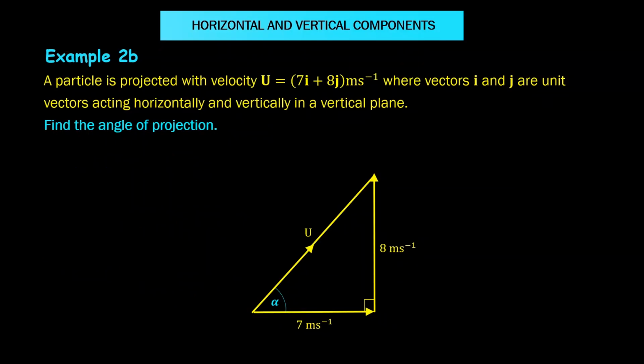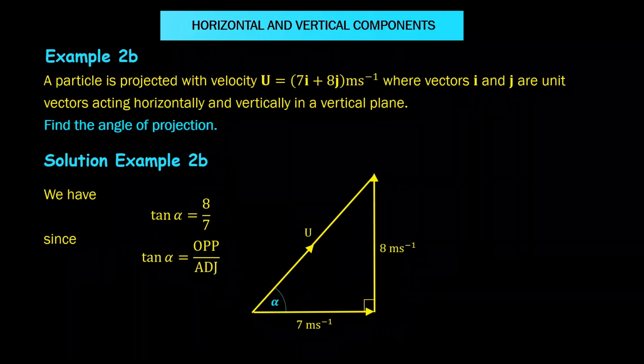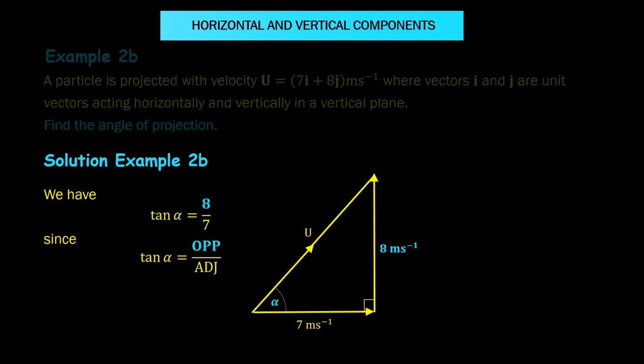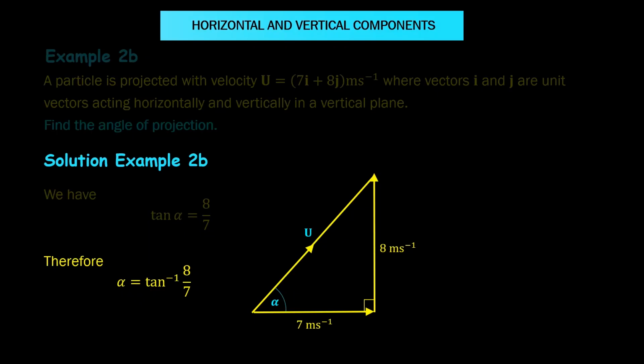Now let's find the angle of projection for part B. We have that tan alpha equals opposite over adjacent. Therefore, in our example, tan alpha equals 8, which is the opposite, divided by 7, which is the adjacent. And therefore, alpha equals tan inverse 8 over 7, which equals 48.8 degrees.